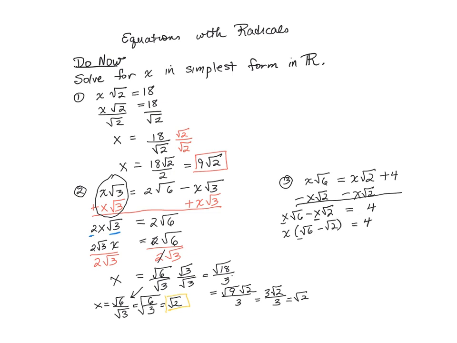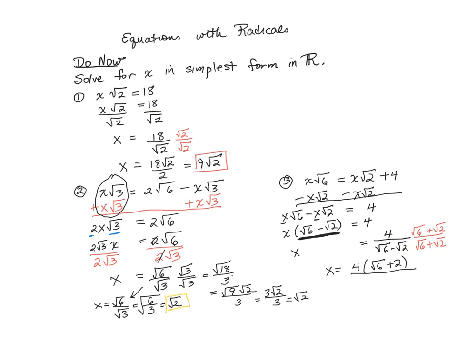We divide each side by this coefficient, and it's a strange coefficient for x, but that's the coefficient. And we get x equals 4 over root 6 minus root 2. Now, this is a binomial denominator, and we do have a radical. And to simplify it, we multiply the top and bottom by the conjugate. And we're left with 4 times root 6 plus root 2 on top.